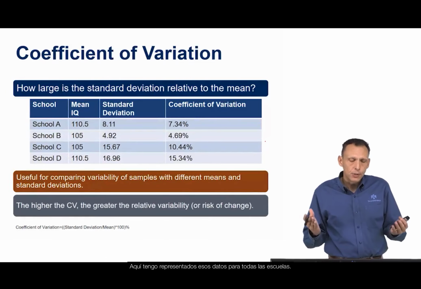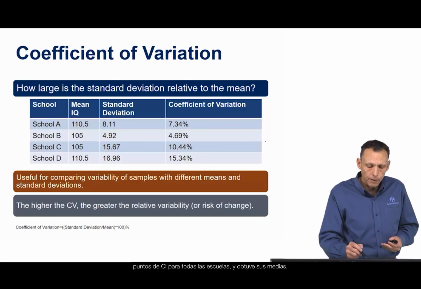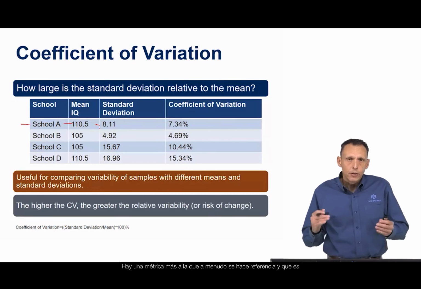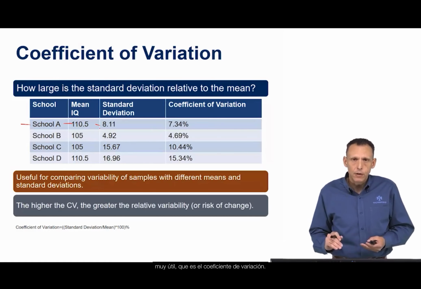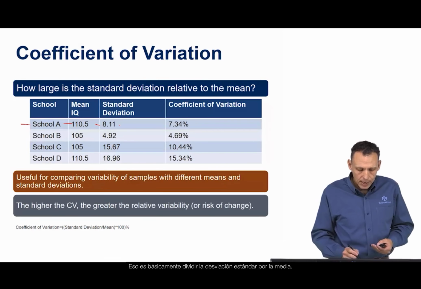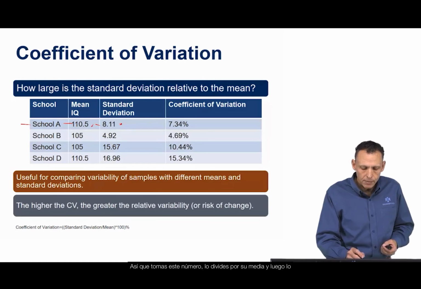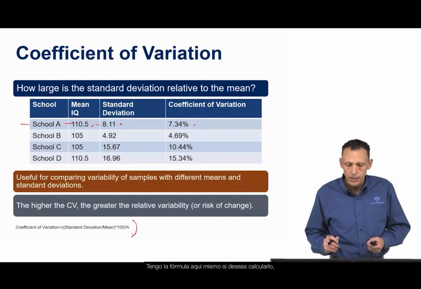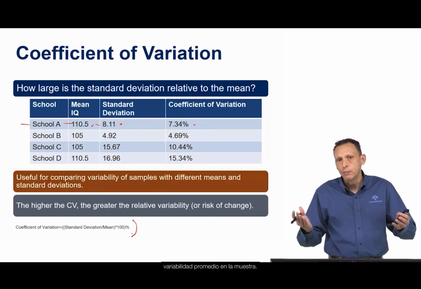Here I have represented that data for all the schools. So if we were to continue to do that with IQ points for all of the schools, and I got their means, I can calculate their standard deviations. There's one more metric that's often referred to that's very useful, which is the coefficient of variation. So that's just basically taking the standard deviation, divided by the mean. So you take this number, divide it by its mean, and then turn it into a percentage. I have the formula right here if you wanted to calculate that. But now we can interpret it in terms of average dispersion or average variability in the sample.